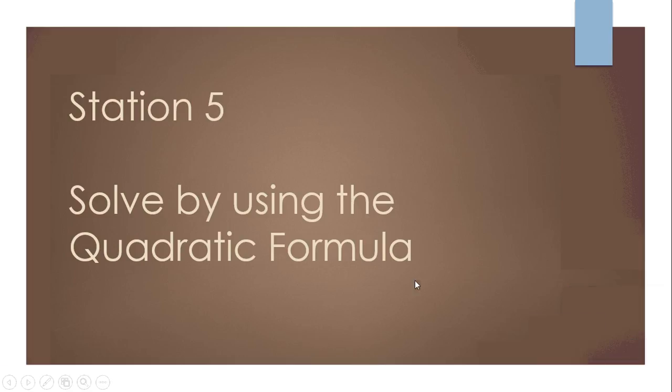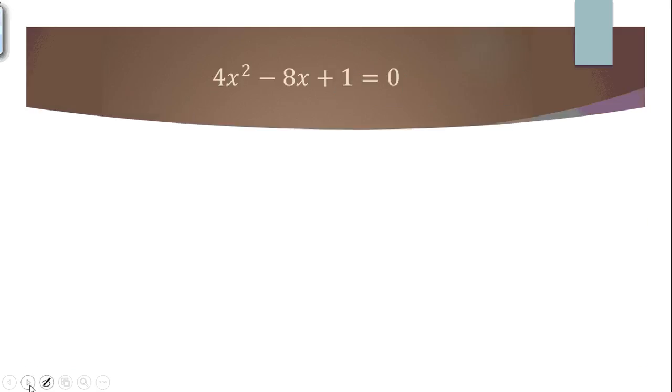Hello everybody, we're going to take another look at solving using the quadratic formula in this video. So how do we use that formula? Negative b plus or minus the square root of b squared minus 4ac all over 2a. That's the formula that we're going to be using to solve our equation today to get our two solutions. So let's take a look at this problem right here.